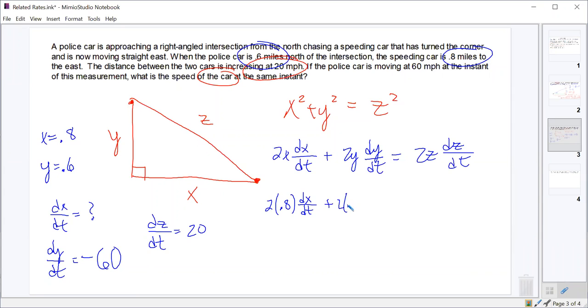We have y. We have dy dt. We don't seem to have z, but we do have dz dt. So we seem to be missing the value for z. Luckily, we could go in and do 0.8 squared plus 0.6 squared equals z squared, just to use our Pythagorean theorem, when x is 0.8 and y is 0.6 to figure out what z is. So what does z come out to be if we do that?